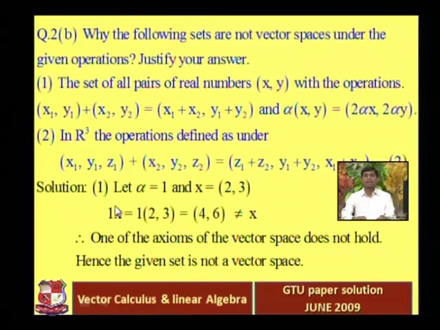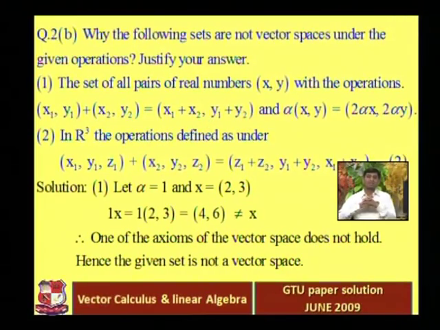The set of all pairs of real numbers (x, y) with the operation (x1, y1) + (x2, y2) equal to (x1 + x2, y1 + y2), and alpha times (x, y) equal to (2 alpha x, 2 alpha y). Okay, now you can see the addition in the first example. In the first part, the addition is a standard addition, so there is no problem to prove the first 5 conditions of the vector space.